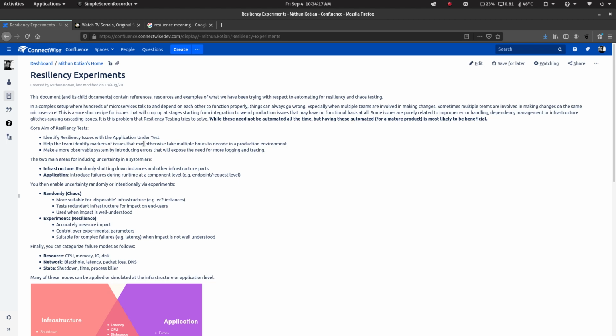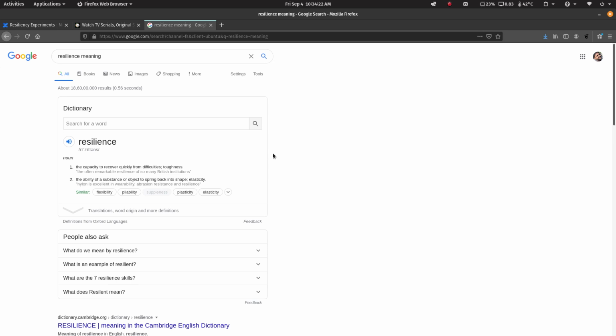So, what exactly is resilience? Now, the Oxford Dictionary says that resilience means the capacity to recover quickly from difficulties, or toughness, and the ability of a substance or object to spring back into shape, or elasticity. That's a dictionary definition, obviously. So how do we reconcile all of this to a software paradigm, right?